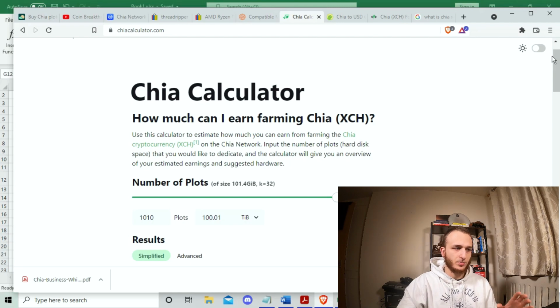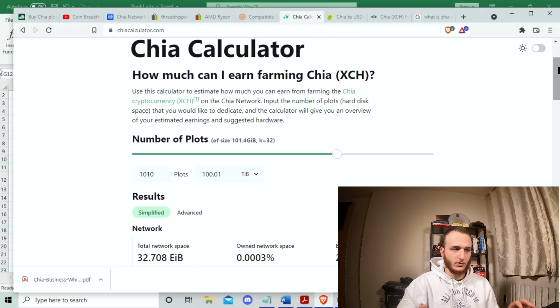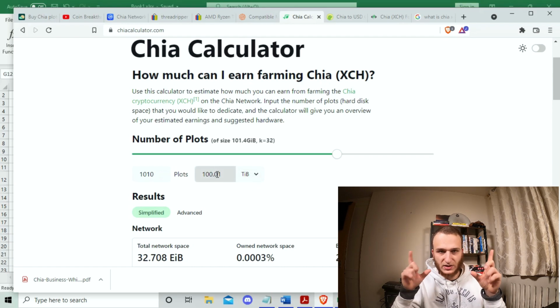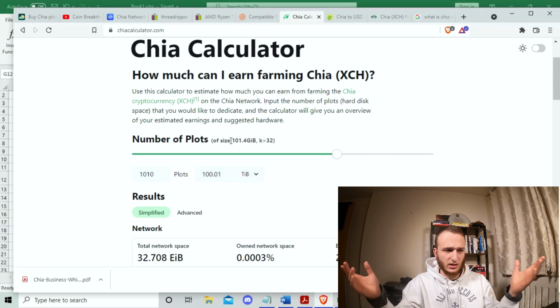But the number of plots that I'm going with is 1,010. And that comes from having 100 terabytes of hardware. And for some reason, it's slightly over that because each plot is 101.4 gigabytes. So then it equals to a little bit over 100 terabytes. So actually, you might have to reduce that to make sure it fits on the actual SATA drives, so presuming you're going to use SATA drives or whatever.